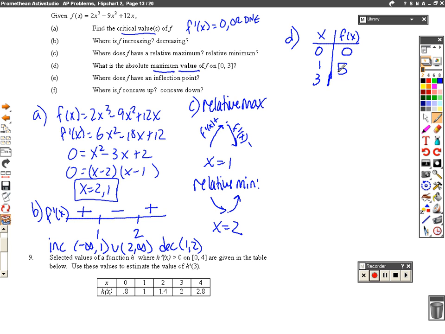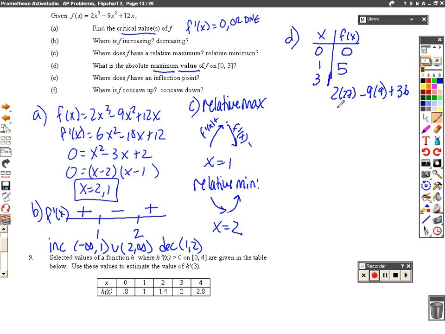And now let's plug in 3. That one's a little bit messier. We've got 2 times 3 cubed, so 2 times 27, minus 9 times 3 squared, which is 9, plus 12 times 3, which is 36.